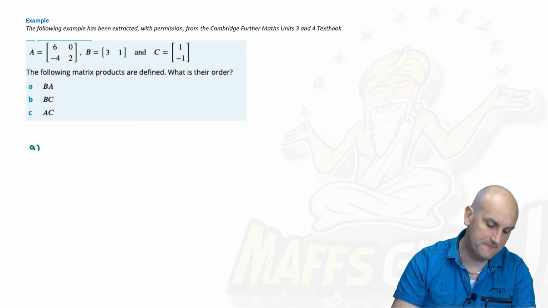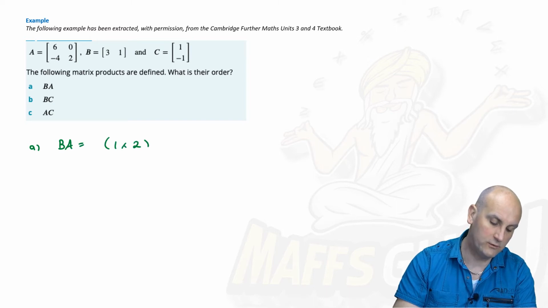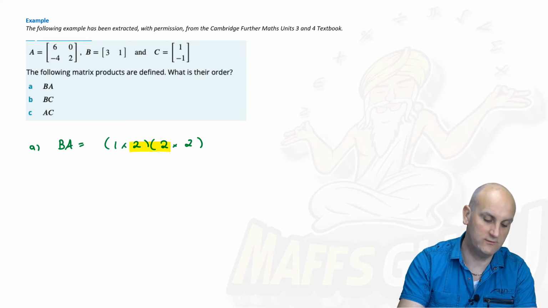So again, A, so this time they've got BA. So B is 1 row by 2 columns. A was a 2 by 2. They are defined because those two values are the same.